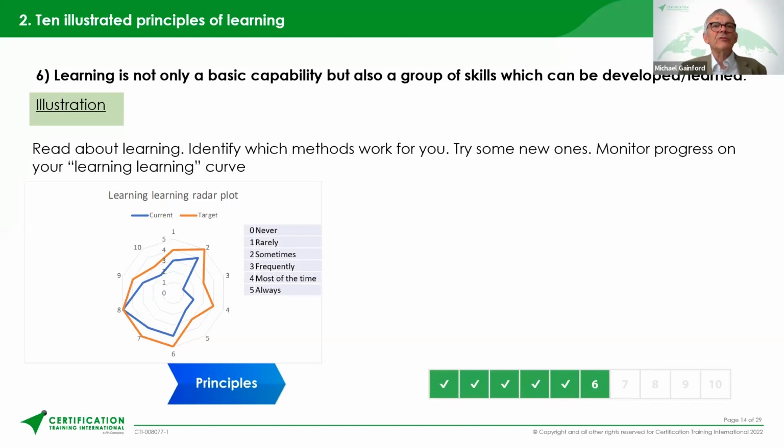Now, the radial distance could be how often you apply the skills. Alternatively, it might be how well you apply the skills. And if you want to measure how well you apply the skills, you might want to use something like Bloom's taxonomy, which we're going to talk about shortly.